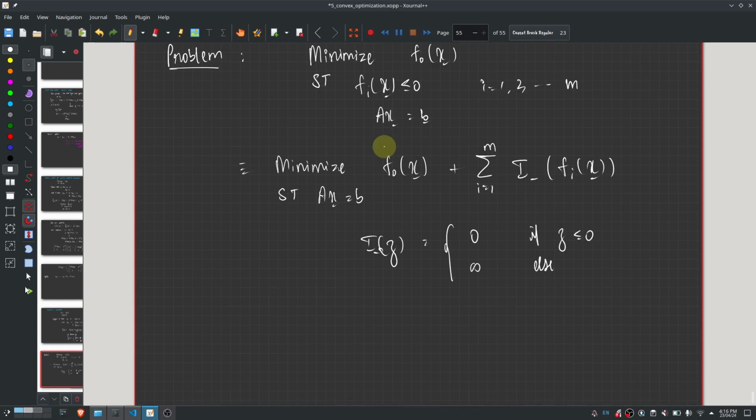Okay, but we can't really solve this numerically because this function is not smooth. There's a sudden jump at z equal to 0. So the class of barrier methods tries to approximate this function. Instead of I minus of z, let's replace it with some other function which is close to 0 for z less than or equal to 0, and very high, with a sudden jump at z equal to 0. It doesn't matter if it's not defined for z greater than 0, because we're only interested in the regime where z is less than or equal to 0.